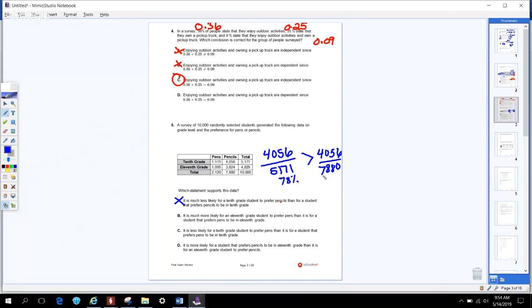Yep. Okay, so when it says 10th grade students prefer, we go to the 10th grade total. So in this case, this is bigger than this one. We know it's not A. So then we have to do the same thing again for B.